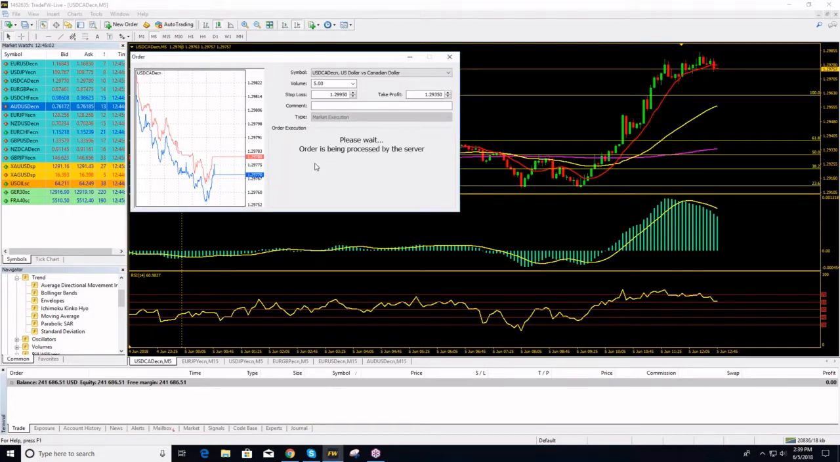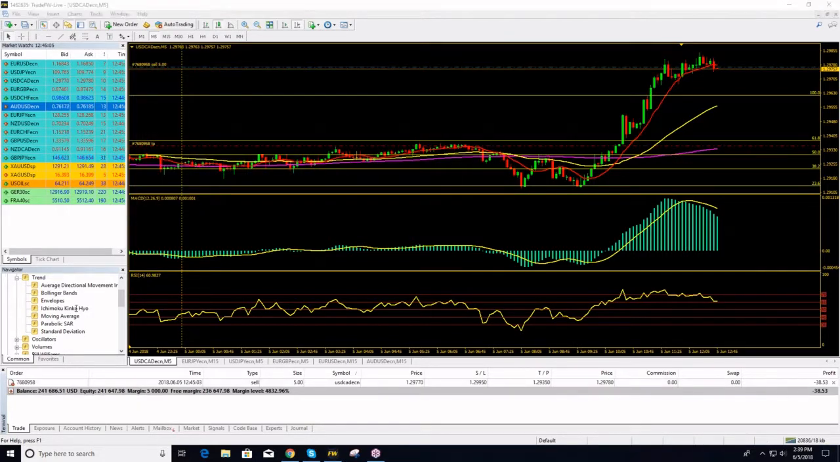Close. Short position on dollar CAD. We have just entered a short position dollar CAD at 1.2977. Our stop loss is at 1.2995 and our TP is at 1.2935. And let's see the markets now, how they behave when you have patience.